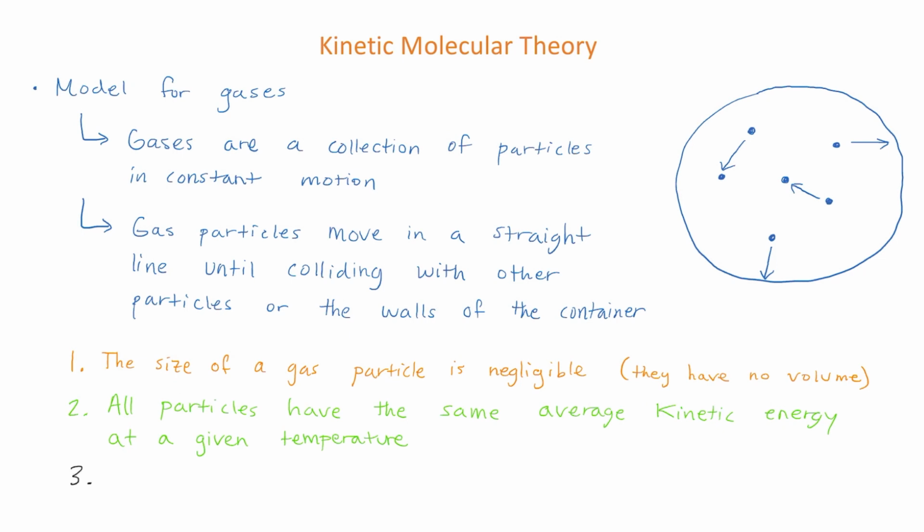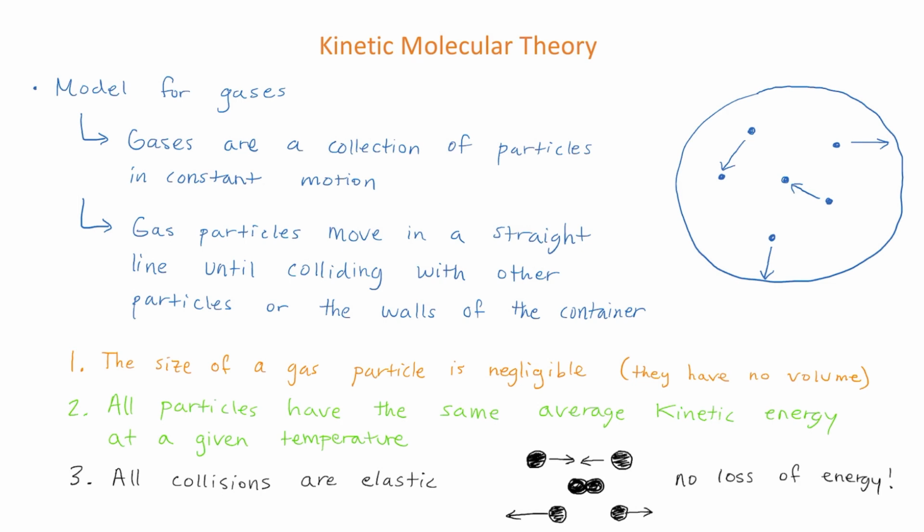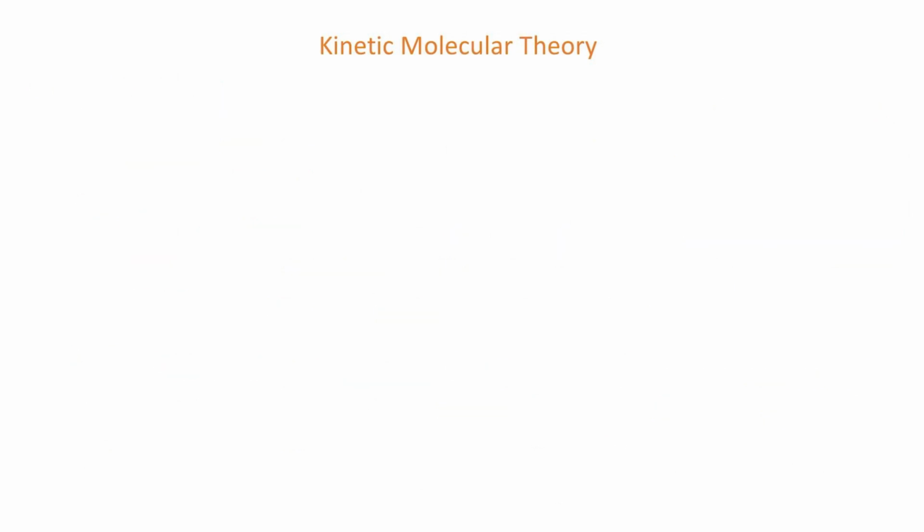And now let's look at the third and final assumption, which is that all of the collisions that these particles make are perfectly elastic. What that means is that there's no loss of energy when the particles collide with each other or collide with the walls of the container. And so that's the kinetic molecular theory. And we use this to try and understand the behaviors of gases. But what's really important for you is understanding two of the applications of the kinetic molecular theory. The first is the root mean square velocity.